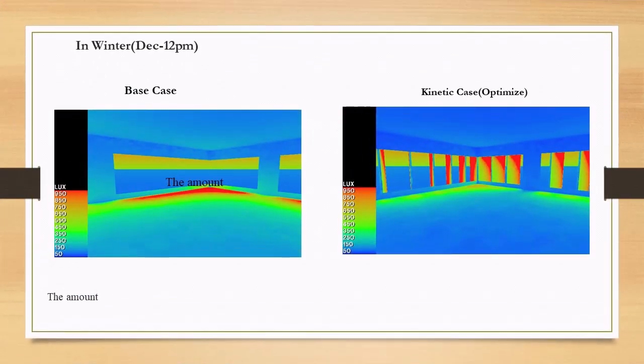For daylight, there are 4 scenarios at different times and in different seasons. In winter, December 12 p.m., there is the base case and the optimized kinetic case. The radiance contour in the base case is different from the kinetic case.